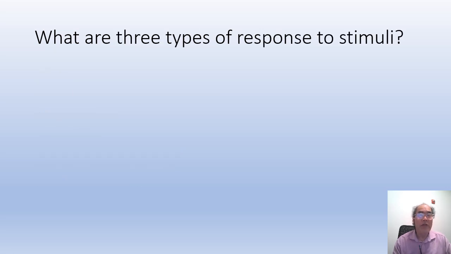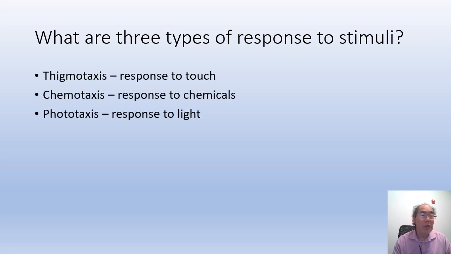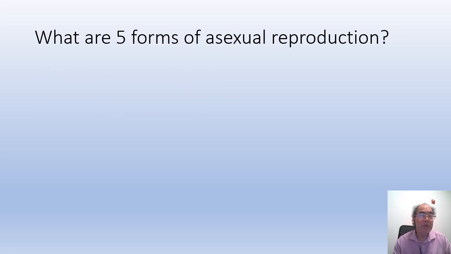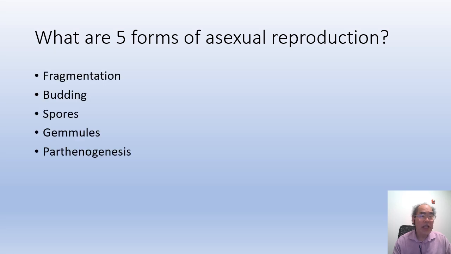What are 3 types of response to stimuli? Please answer. The answer is thigmotaxis, chemotaxis, and phototaxis. What are 5 forms of asexual reproduction? Please answer. The answer is fragmentation, budding, spores, gemmules, and parthenogenesis.